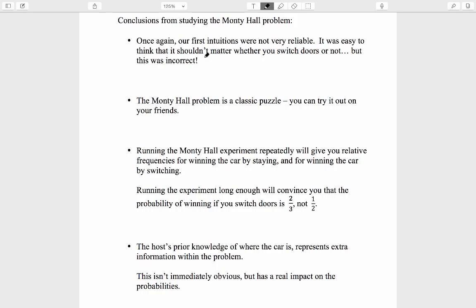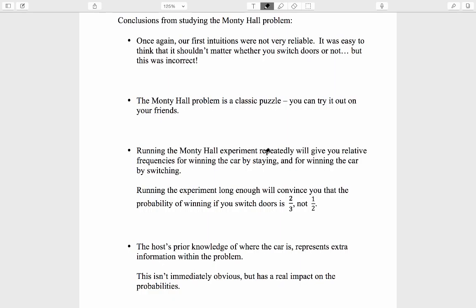What do we conclude from studying the Monty Hall problem? Once again, our first intuitions were not very reliable. It was very easy to think that it shouldn't matter whether you switch doors or not. That seemed so intuitive, but it was incorrect. The Monty Hall problem is a classic puzzle. You can try it out on your friends. There are lots of simulators online. Or maybe you can simulate it in real life with an actual car and 2 goats.